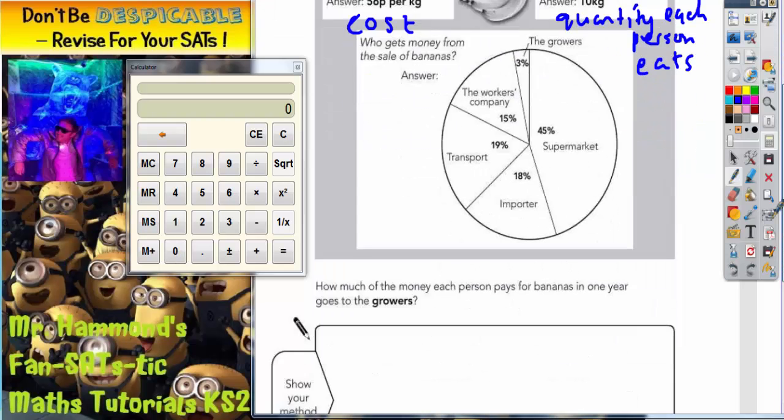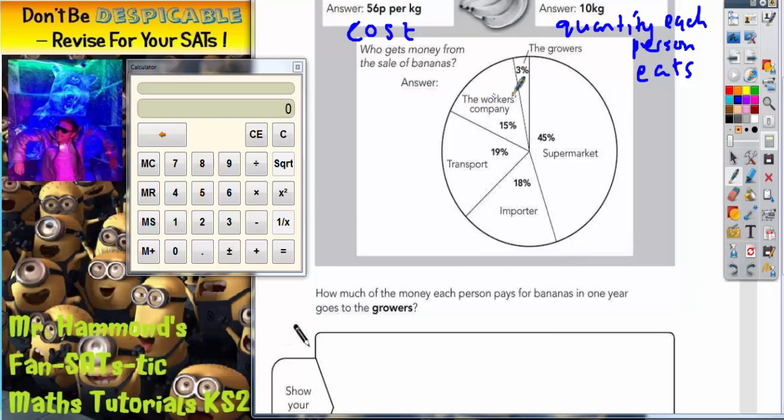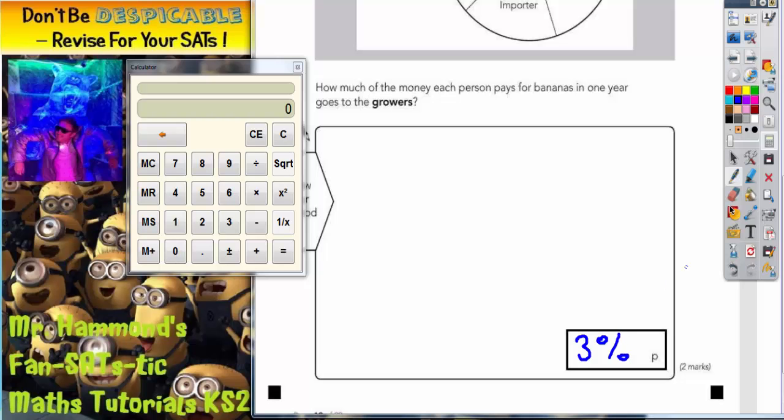So let's see what we've got to do. It says how much of the money each person pays for bananas in 1 year goes to the growers. If all you do is look at the pie chart and read this off as 3% and write 3% in there, you're going to get absolutely no marks. And that's because they're looking for how much money. It does say how much, it doesn't say what percentage. So we're looking for the actual price in pence, and it says so there. So we're looking for how much of the money each person pays in 1 year.